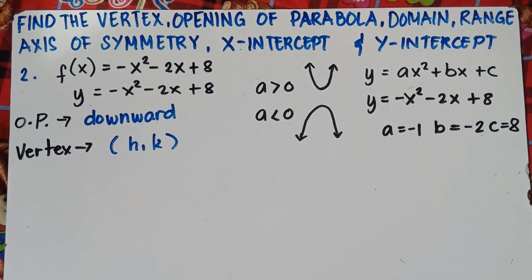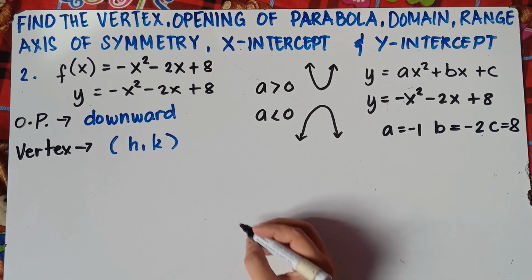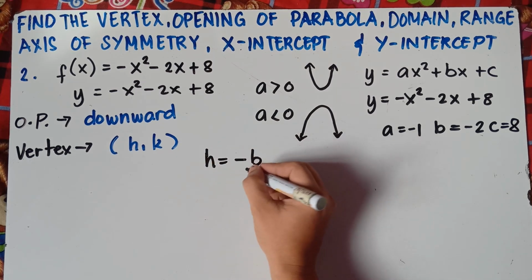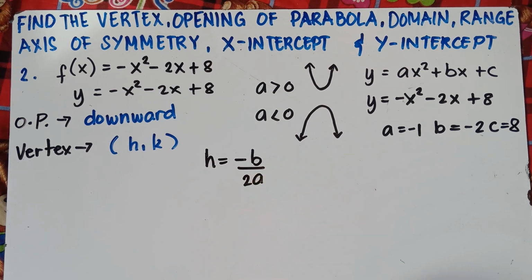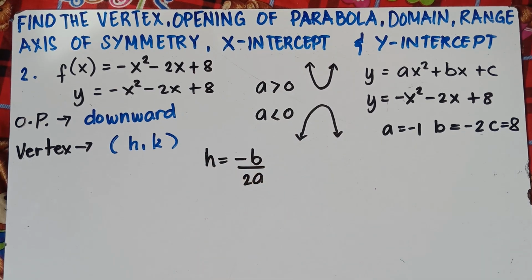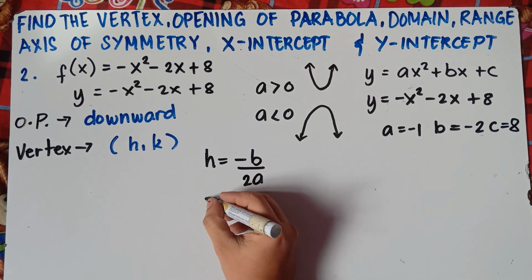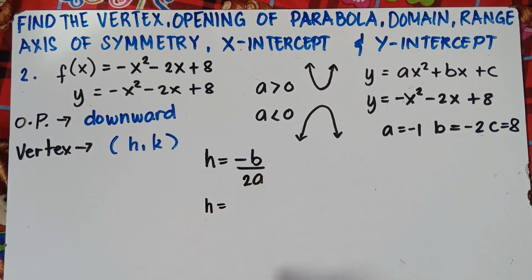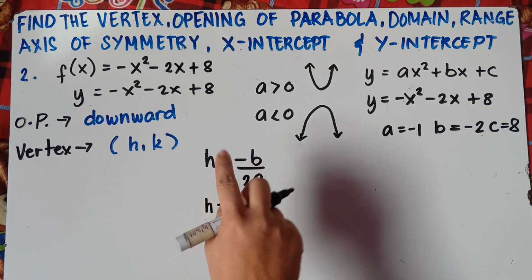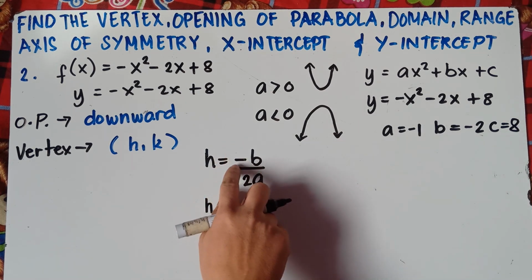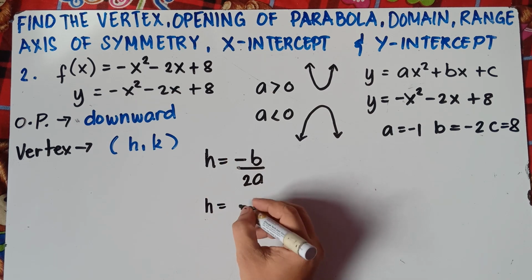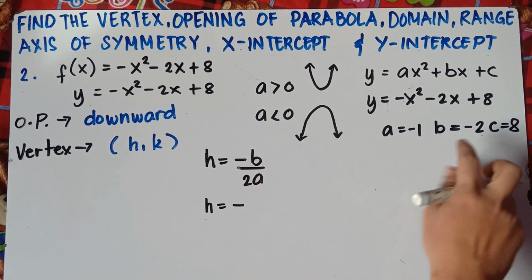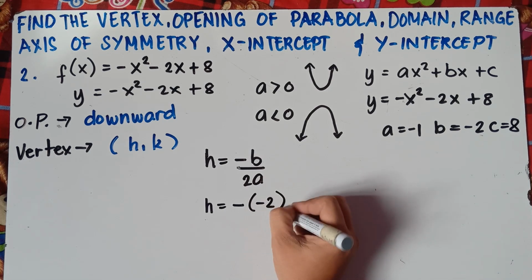To find h, we do have a formula. The formula for getting h is h equals negative b over 2a. So copy h, then copy the negative sign because it's already in the formula. Once again class, h equals negative b, so we already have a negative in the formula. So copy the negative sign, and the value of b is negative 2.